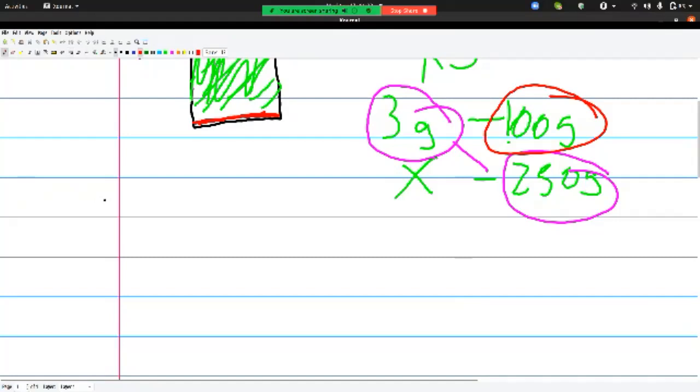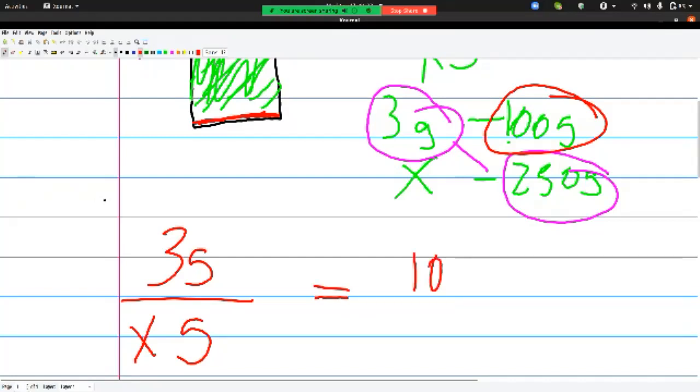This is the same thing as: 3 grams of copper sulfate is to X grams of copper sulfate, as 100 grams of solution is to 250 grams of solution. Okay. So 3 is to X as 100 is to 250. And so we want to solve for X.